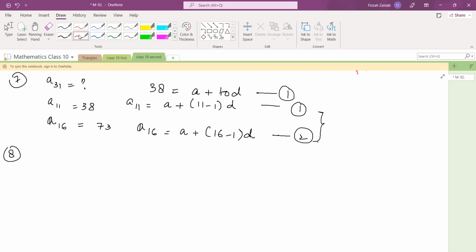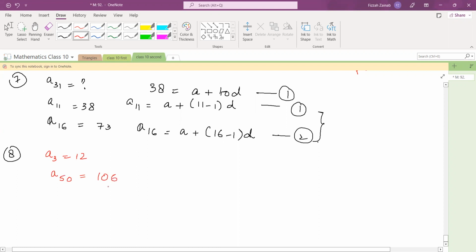Now, 8. An AP consists of 50 terms, of which the third term is 12. So A3 is 12. And the last term is 106. Now, total terms are 50, so that means A50 is 106. Understood? Right? Yes, ma'am. Same question. So I'm not doing it. A29 you have to find. Now, can you do it? Yes, ma'am. Write the equation for A3, write the equation for A50, solve it to find a and d, and find A29.